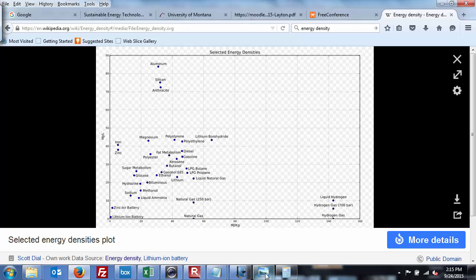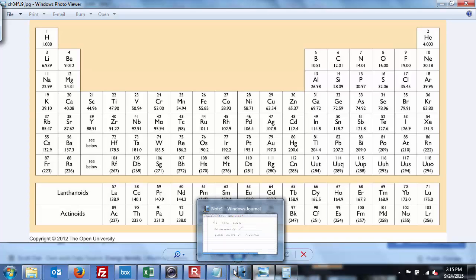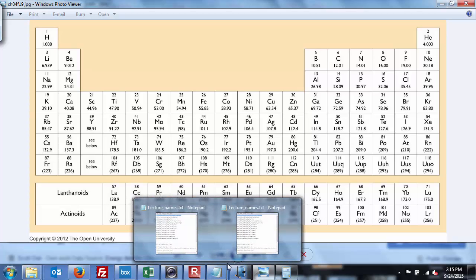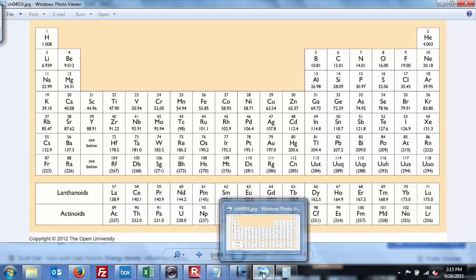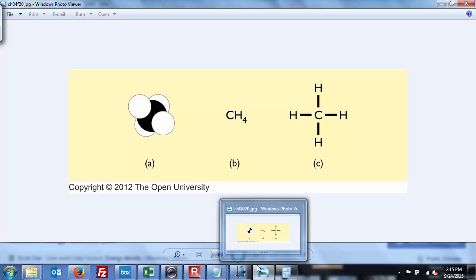Okay, so this is more or less a chemical energy density plot. Periodic table, atomic number, syllable. So table 4.1 more or less lays out the periodic table, but just in alphabetical order.